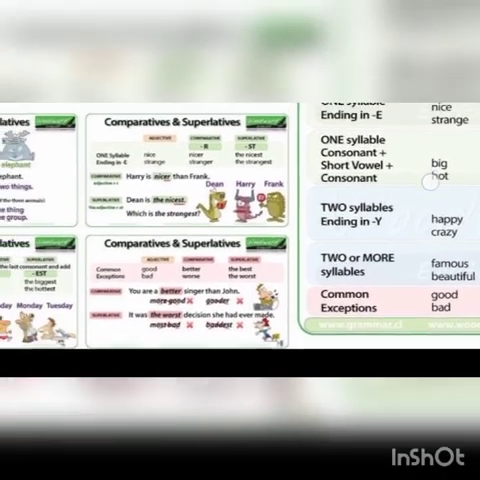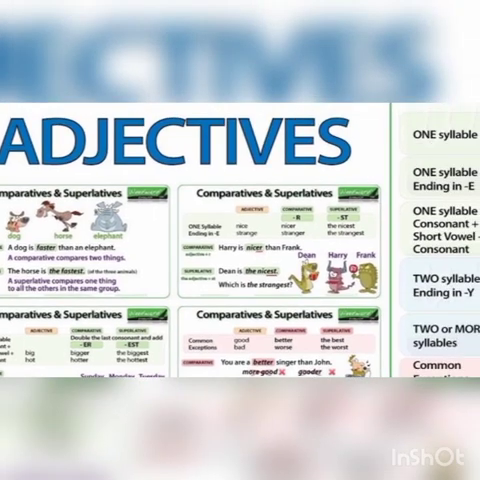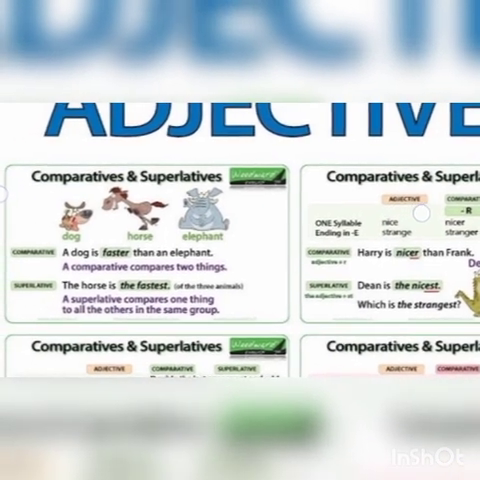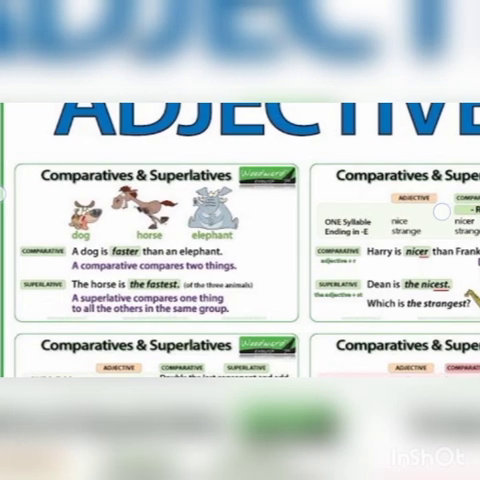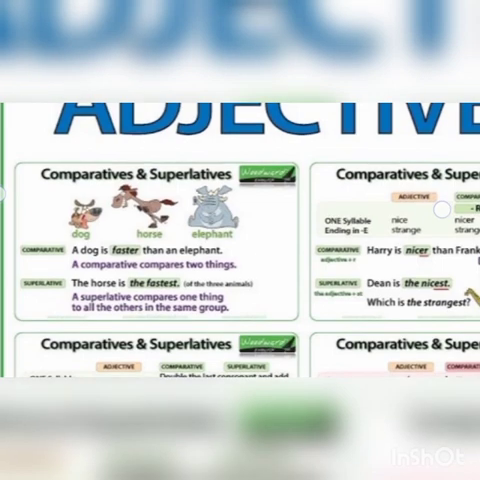Okay, some examples using this comparative and superlative. A dog is faster than an elephant. Really, a dog is faster than an elephant. A comparative compares two things. Un comparativo compara dos cosas. Superlative, the horse is the fastest of these animals, de estos animales.